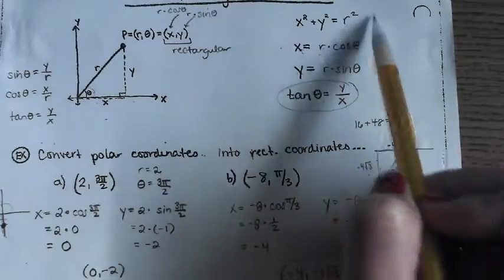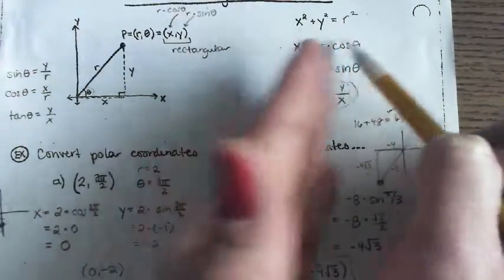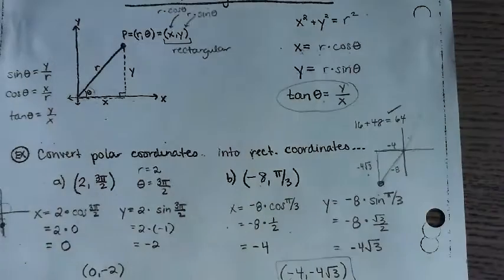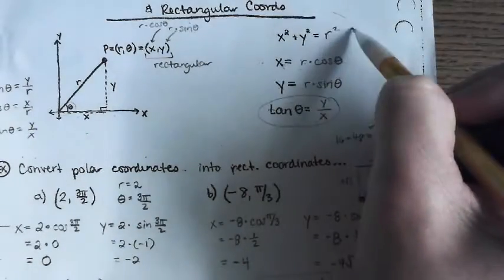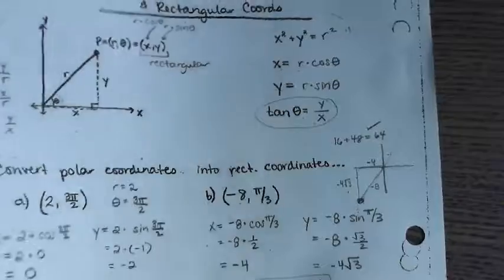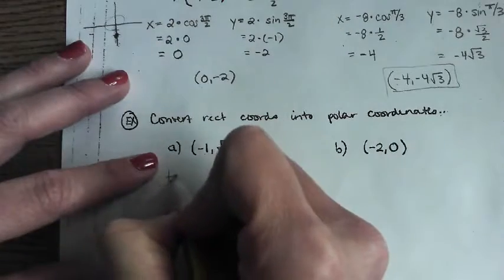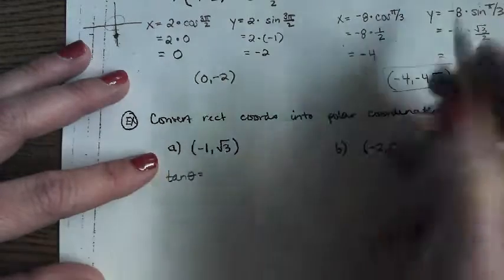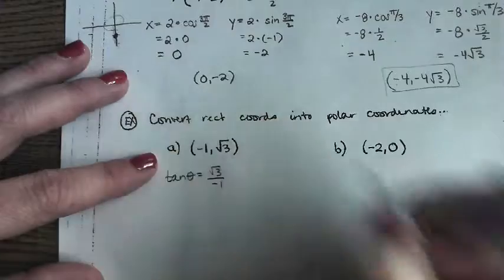Yep, or you could find this one. So you could start with this one and find r first, and then go backwards and find your theta here. Let's do the first one using the tangent theta first, and the second one doing that first, just to see what little kinks might come up, little thoughts that you might have to think of. So for this first one, I'll say the tangent of theta equals y over x, that's root 3 over negative 1.